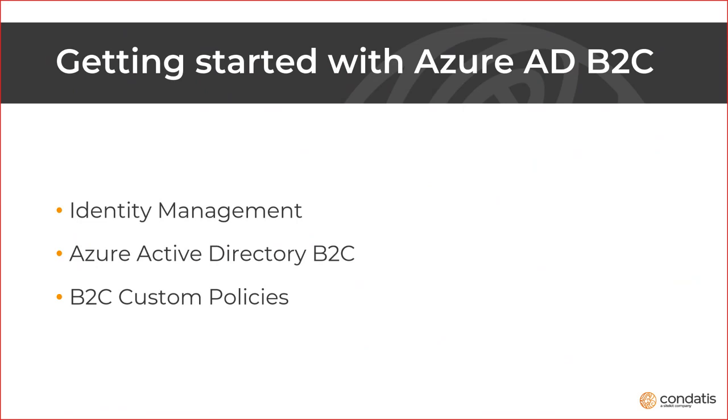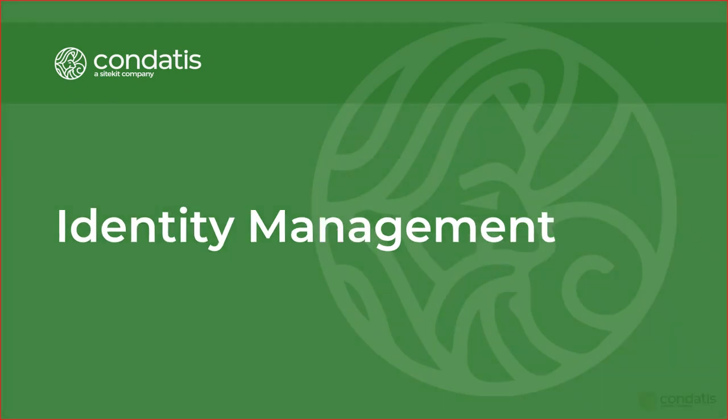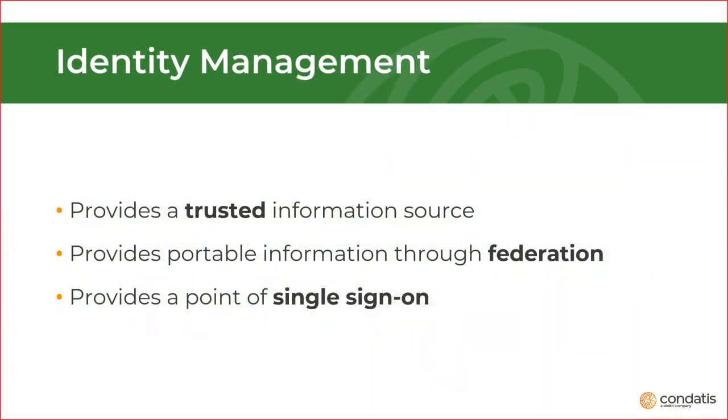First, we're going to cover off some of the fundamental principles of identity management as they relate to B2C. So identity management in B2C is about providing a trusted source to capture, hold and distribute identity information. It's about making that information portable through federation, and because we have a centralized source of identity information, it also provides a single point through which the user can authenticate with an array of other systems.